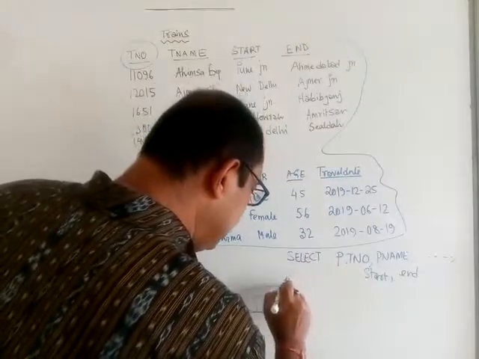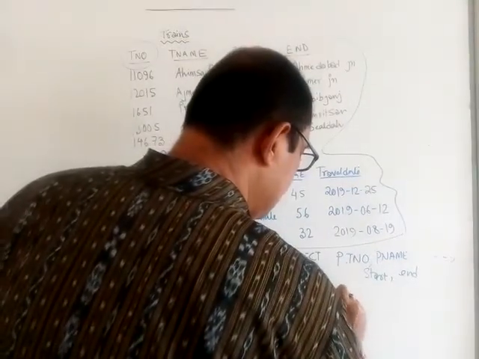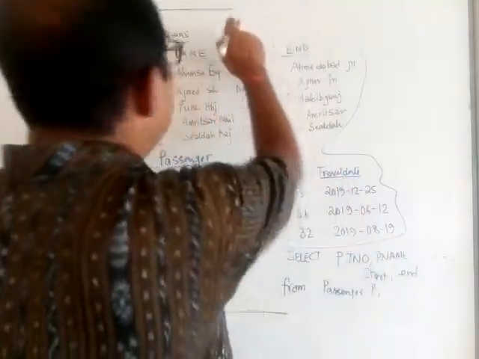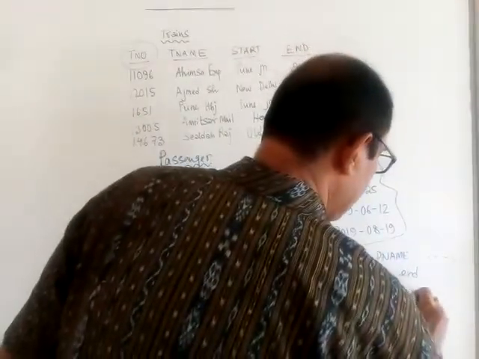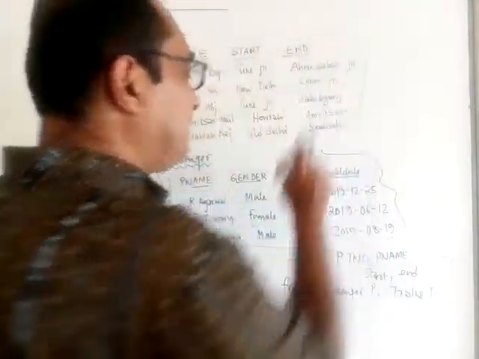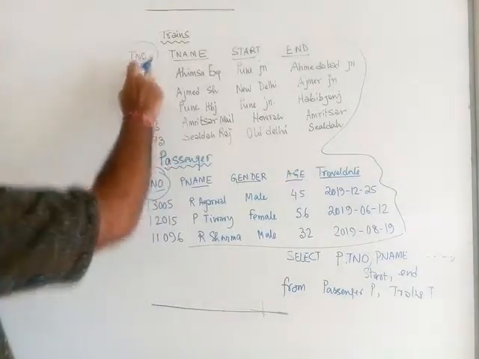Now I will write the name of both the tables. From passenger P, comma, train speed. Why did you write two tables? Because start and end you have to take from the other table. Now, what is the connecting point? The connecting point is TNO.